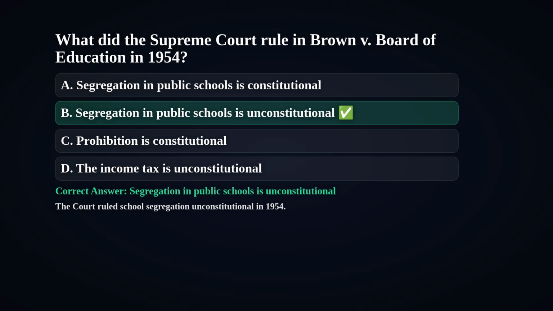The correct answer is B. In 1954, Brown v. Board of Education ruled that racial segregation in public schools was unconstitutional, overturning the idea that separate could be equal in education.